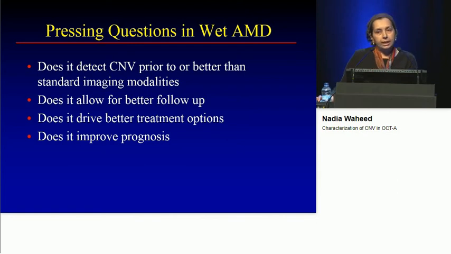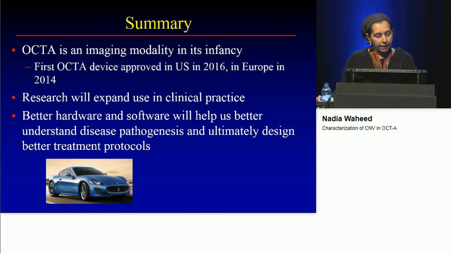OCT angiography is providing us with some very interesting and useful parameters on CNV. I think we're still learning as we go along about how these may be integrated into clinical trials and how they may guide our therapy of patients with CNV. I think certainly OCT angiography enables us to detect CNV prior to and potentially better than other standard imaging modalities, possibly allows for better follow-up of these patients, but we're still working on how it will alter our treatment paradigm in these patients, and eventually if it'll lead to better prognosis for our patients with CNV secondary to AMD.